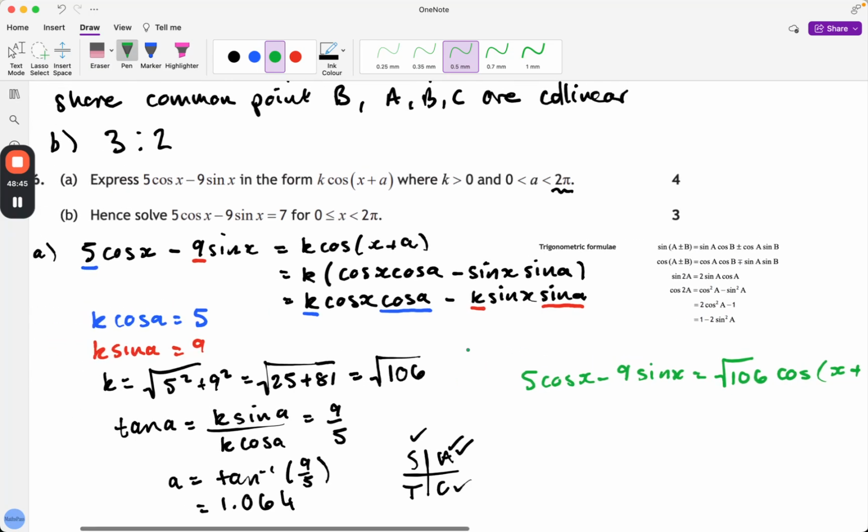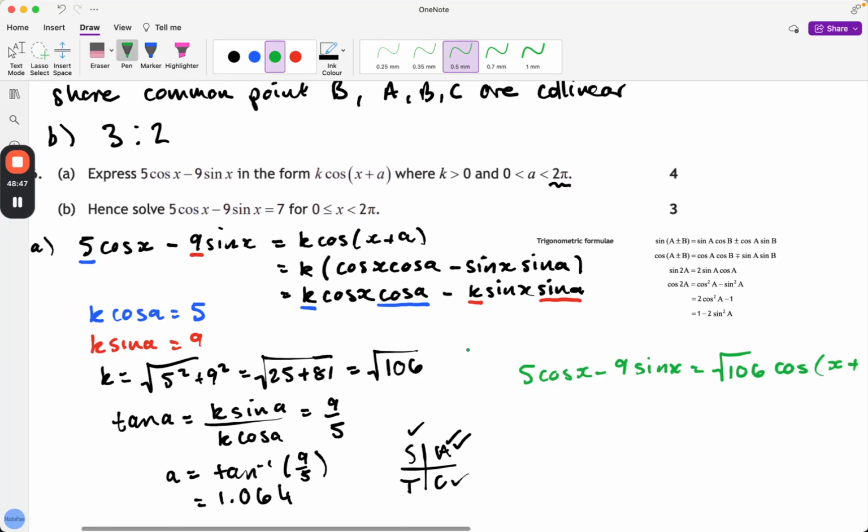For part B, we're wanting to solve, or hence solve, so that implies use part A, for our 5 cos x minus 9 sine x equaling 7. And again, we're using radians here. So I'm just going to get a bit more room.